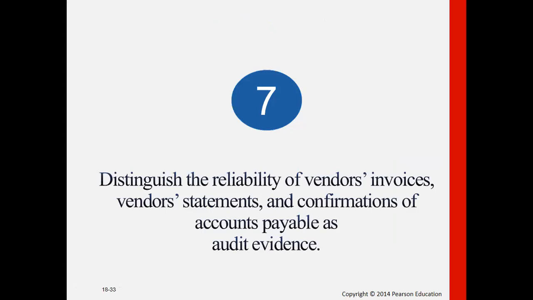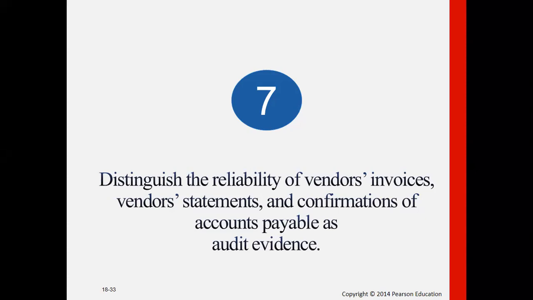Okay. Number 7, we have to distinguish the reliability of vendors' invoices, vendor statements, and confirmations of accounts payable as audit evidence. We have to make sure that the vendors' invoices and all the documents here are reliable, meaning they are done, of course, by authorized parties. Then we have to make sure that there would be segregation of incompatible tasks, duties, and responsibilities to prevent fraud as much as possible, even the errors which are material to occur.